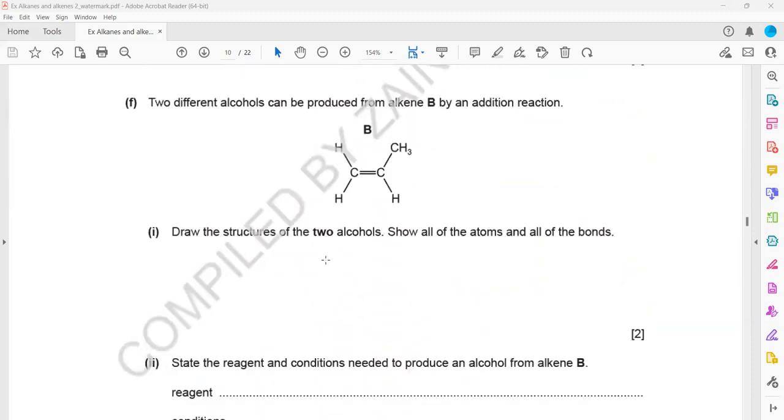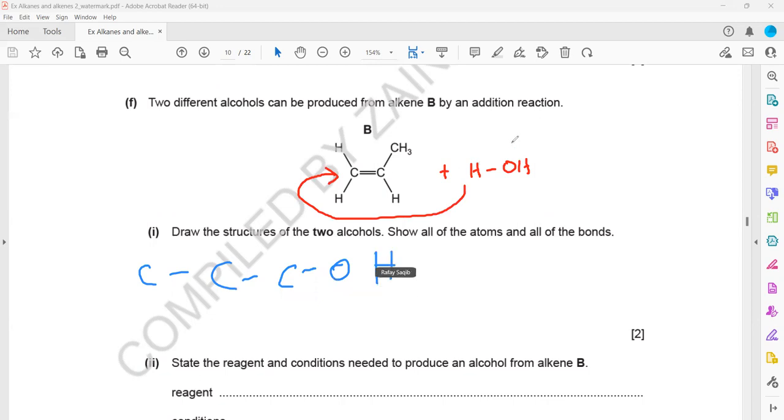Two different alcohols can be produced from this alkene B. Draw the structure of these two. So what actually happens? When it reacts with steam, it gives propan-1-ol and propan-2-ol. This is a hydration reaction, as water is added. The hydrogen might add to the first carbon, and the OH might add to the second carbon, so the OH will be on the second carbon.